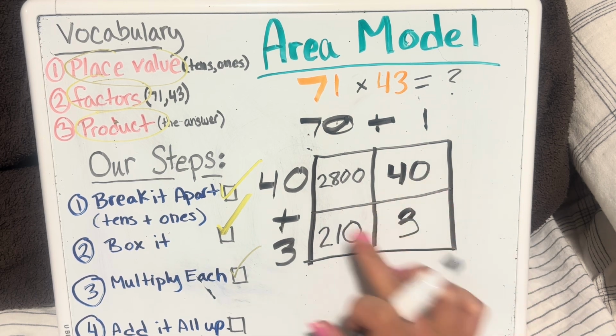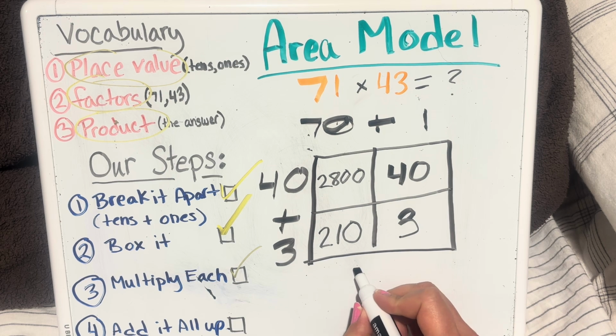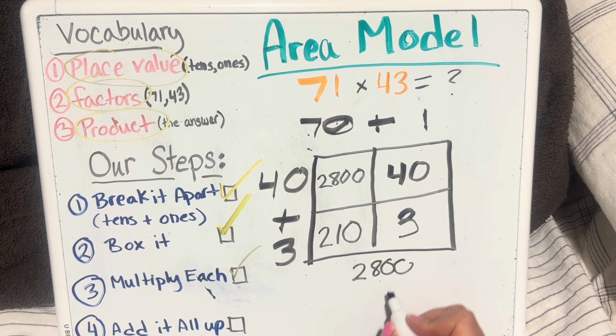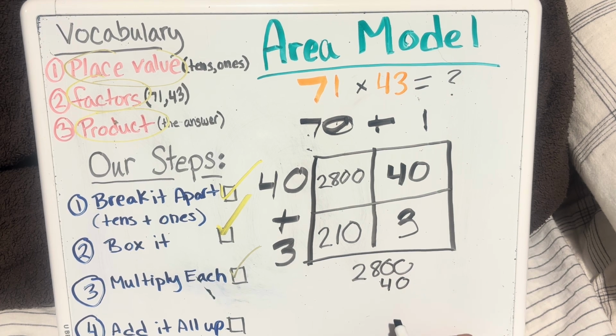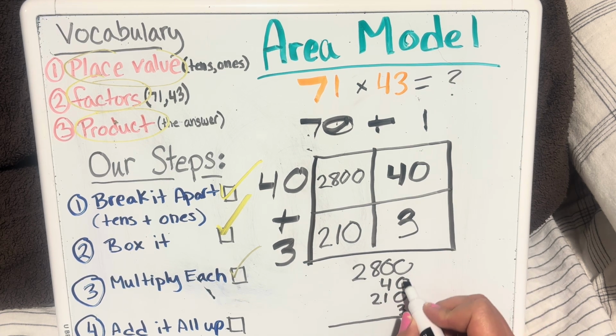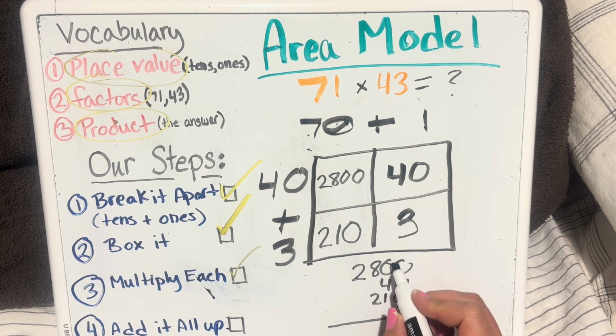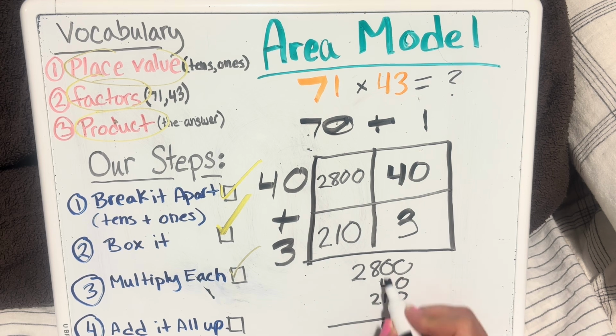So let's look at our numbers in our box and add those up. So we need to do 28 plus 40 plus 210 plus our 3. So we lined up all our place values. Looking at our ones place value, we have 3. And then we have 4 plus 1, that would be 5. 8 plus 2 is going to be 10.